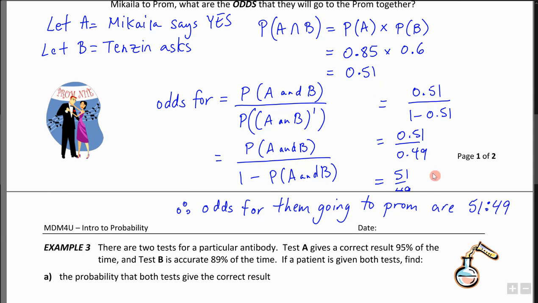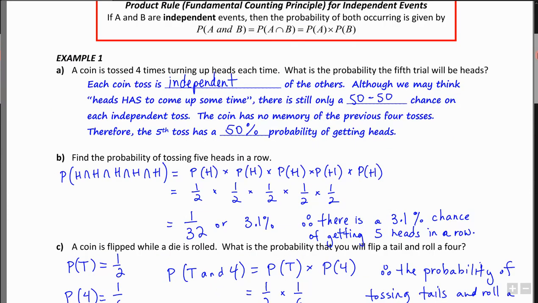Okay, so that's just a little question that revisits the topic of odds and how it connects to conditional probability. So this is a topic of conditional probabilities. It could be conditional. Independent events is what it is.